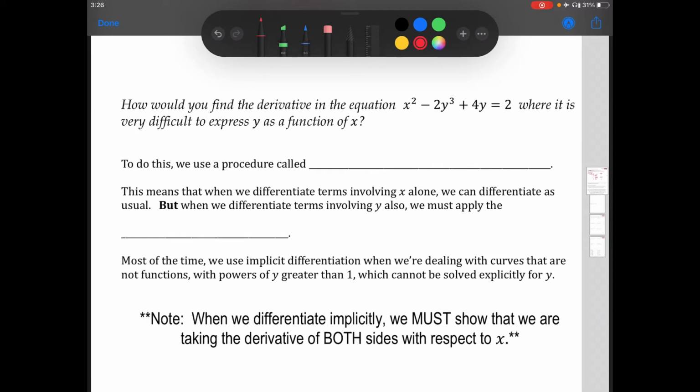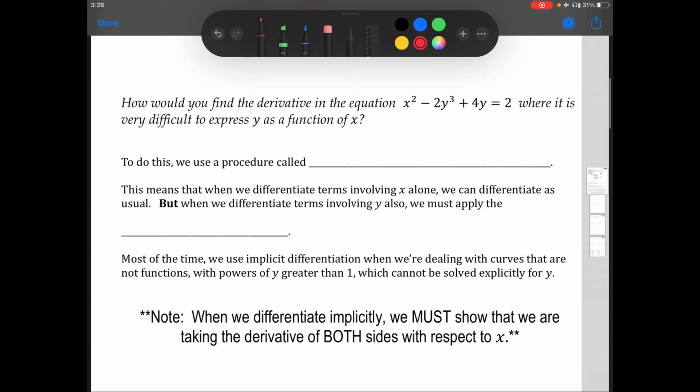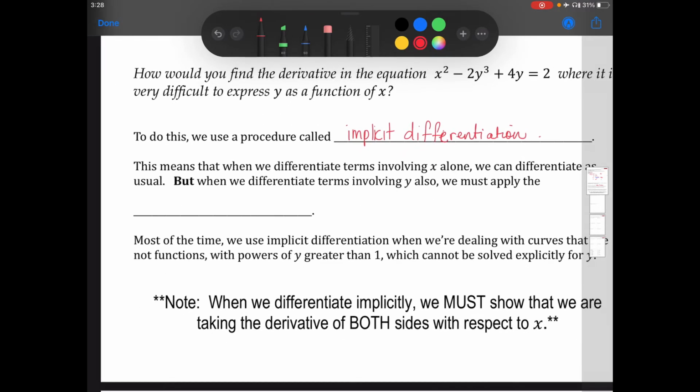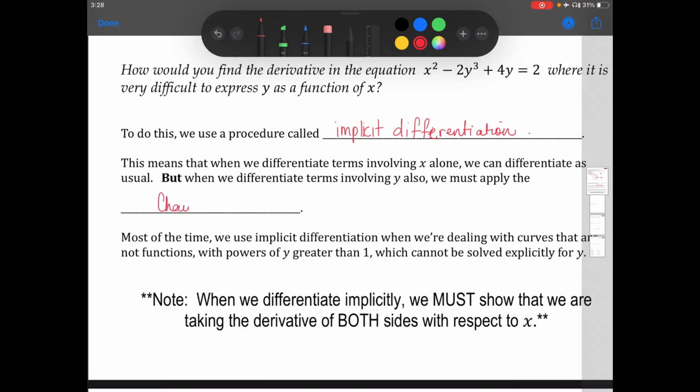To do this, we use a procedure called implicit differentiation. That's what I was talking about. Implicit, oh, I spelled it wrong. Implicit differentiation. The differentiation that we've been doing in the past is called explicit, and this is implicit. This means that when we differentiate terms involving x alone, we can differentiate as usual. But when we differentiate terms involving y, we must apply the chain rule. So that's what you're going to be doing, and you'll see it when we do a question.